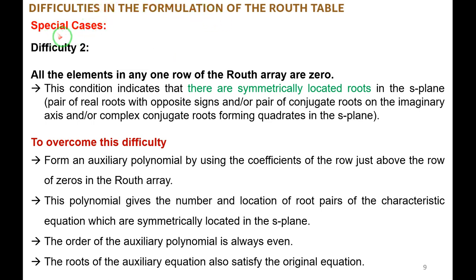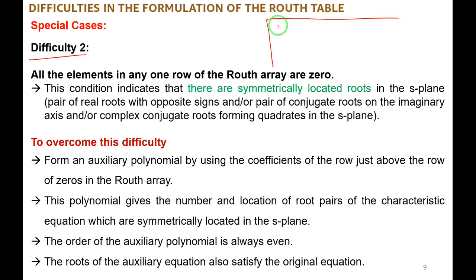Next we'll see difficulty 2, special case, right? Another difficulty. Here all the elements in any one row of the Routh array are 0. Okay, I don't have a blank slide here. Okay, let it be. Let me take here only this. Let me assume that this is the Routh array.